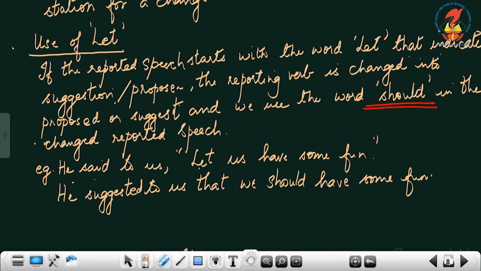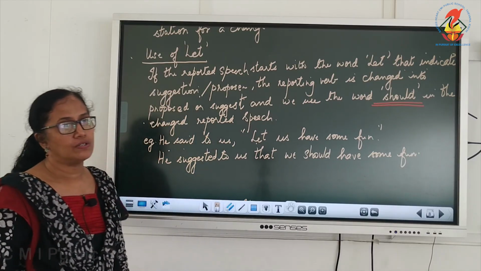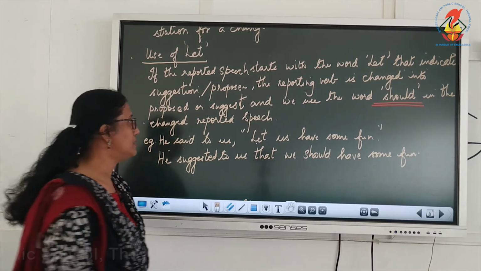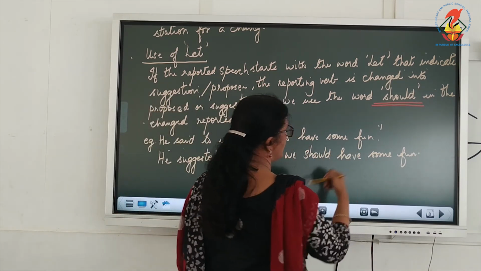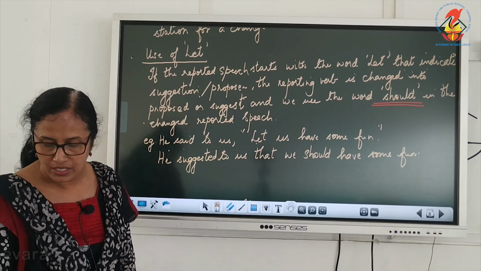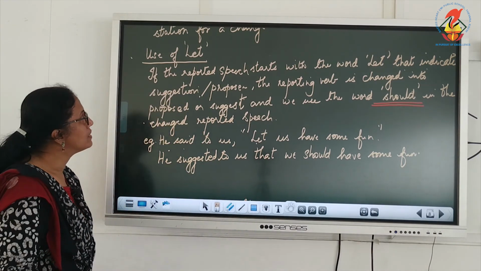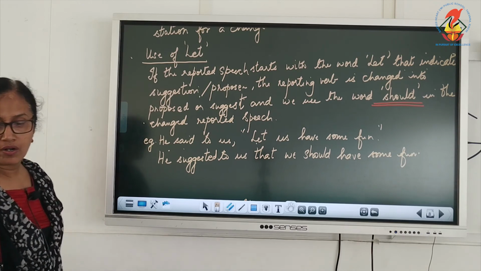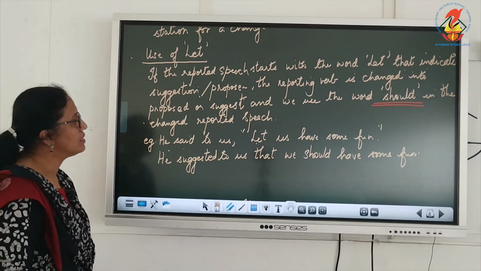So, he suggested to us that we should, with the word should present, have some fun. That us means it is related to he said to us. Is that clear? We should have some fun. Here the tense does not undergo change, it remains the same because you are making a suggestion. Is that clear, children? I hope this conversion is also clear, of how to go about doing imperative conversions.